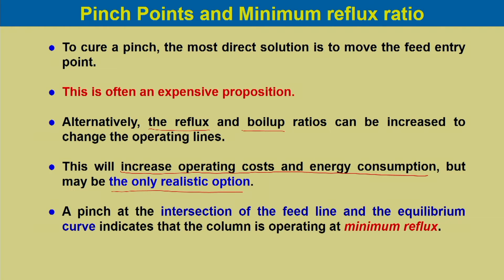A pinch at the intersection of the feed line and the equilibrium curve indicates that the column is operating at minimum reflux. So, we know how to draw the feed line, and the feed line touches or crosses the equilibrium curve, and the operating line also intersects at that point.